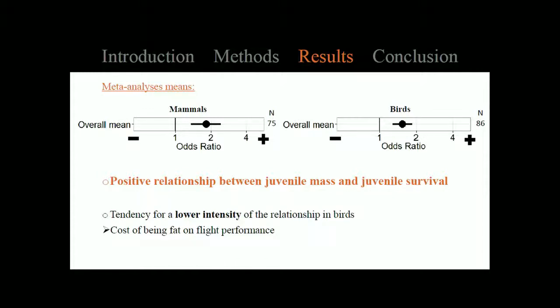It is reported in the literature that in birds, juvenile survival is most likely to be not so much influenced by body mass, because, for example, body mass can be costly in terms of flight performance, and they can have, for example, in high predation conditions, issues to avoid the predators.